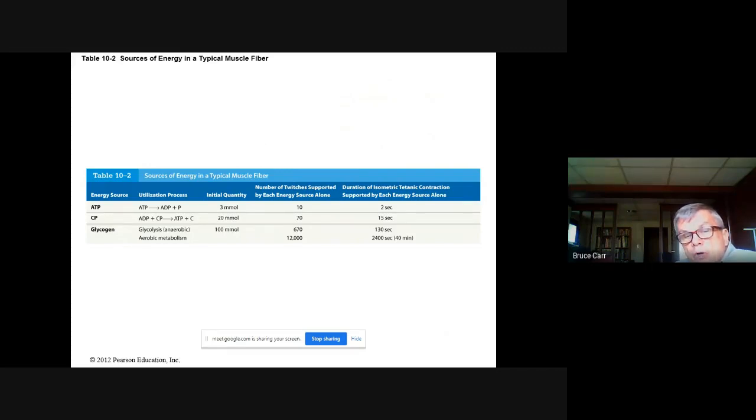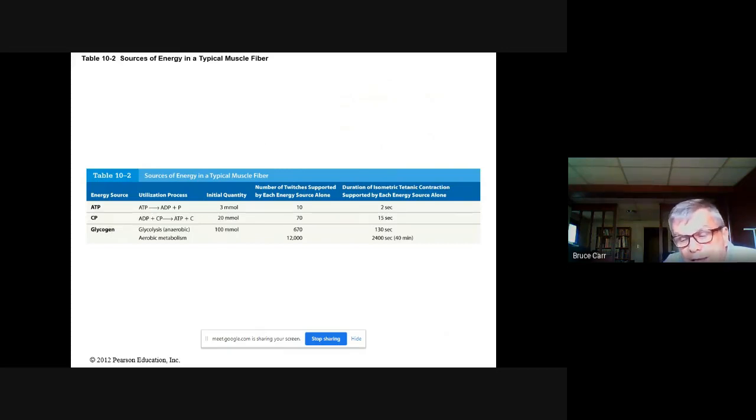There's about 100 millimoles of glycogen in that fiber, and it will be limited to a maximum based on the amount of oxygen present, but you'll notice that the anaerobic gives you another 2 minutes of activity. And if you can slow down to the point that you're just using aerobic, another 40 minutes of endurance.